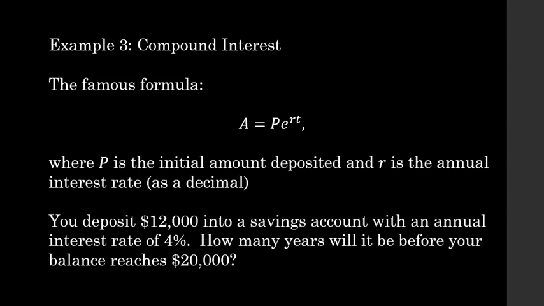So here you go. You deposit $12,000 into a savings account with an annual interest rate of 4%. How many years will it be before your balance reaches $20,000?